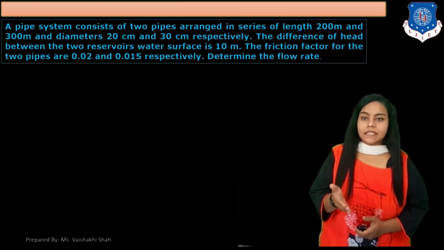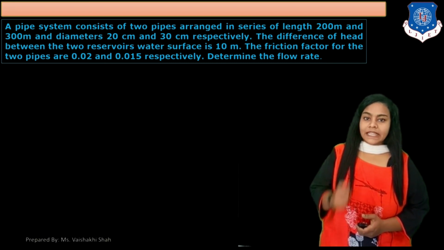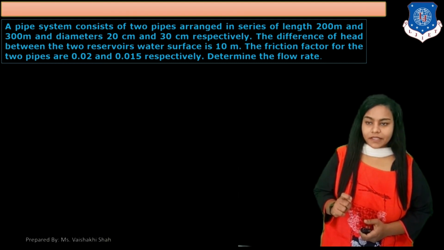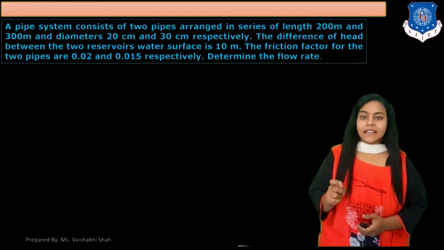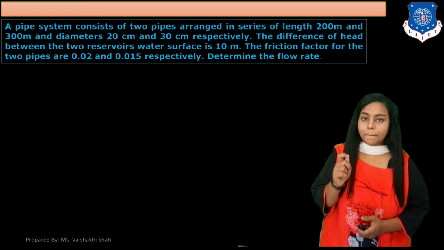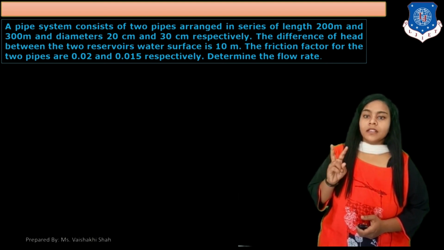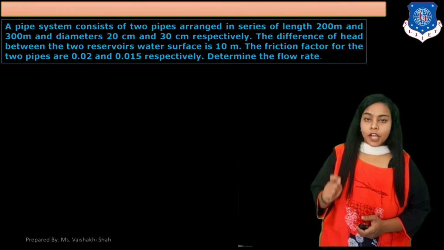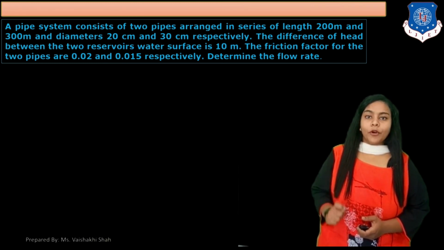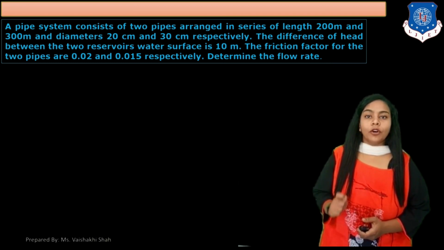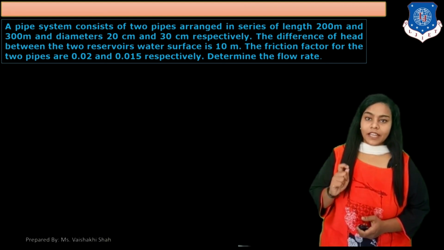A pipe system consists of two pipes arranged in series, of length 200 meter and 300 meter and diameter 20 centimeter and 30 centimeter respectively. The difference of head between two reservoir water surfaces is 10 meter. The friction factors for the two pipes are 0.02 and 0.015 respectively. Then determine the flow rate. This data is given in your example.